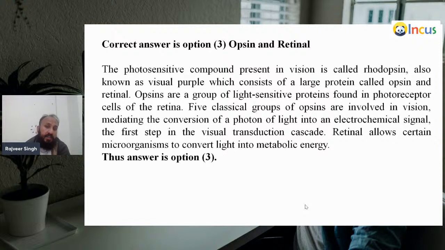Opsins are a group of light-sensitive proteins found in the photoreceptor cells of the retina, right? Five classical groups of opsins are involved in vision, mediating the conversion of a photon of light into an electrochemical signal. In the first step of the visual transduction cascade, retinal allows certain microorganisms to convert light into metabolic energy. So your answer will be the third, opsins and retinal.